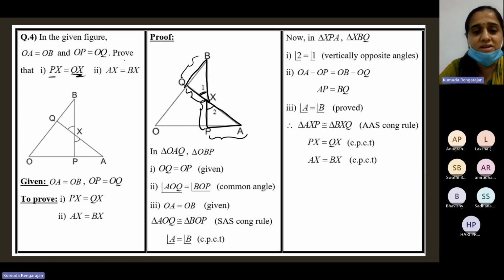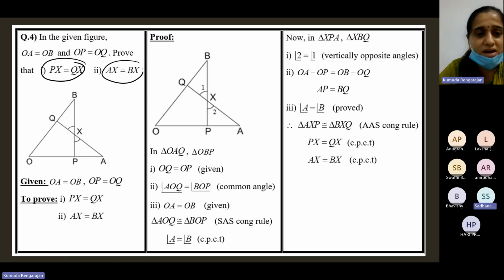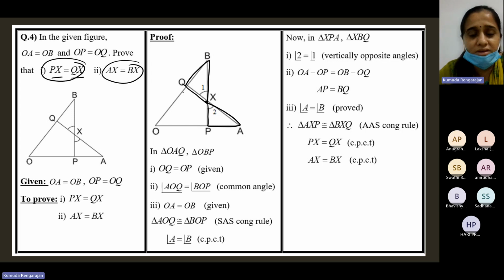So to prove these results, in fact, to prove both these results, you need to take up these two triangles. To prove this result and this result, we have to take up this triangle and this triangle. Because you have PX, QX here. PX is in this triangle, and QX is in this triangle. And then AX is in this triangle, and BX is the side of this triangle. So you need to actually take up these two triangles. Once you show that they are congruent, you can get both the results. Yes or no, children?